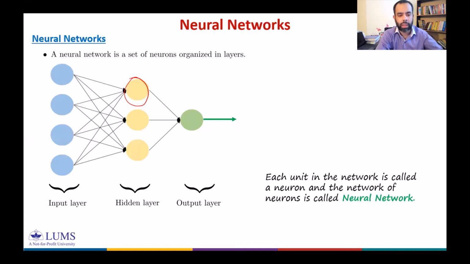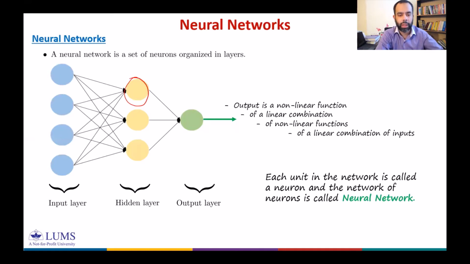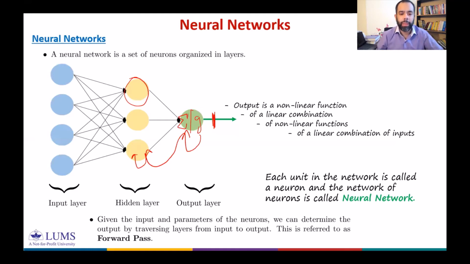I can explain it this way. Output is a nonlinear function of a linear combination of nonlinear functions of a linear combination of inputs. Let me explain. The output here is a nonlinear function because here we have an activation function G and here we have sigma. So it's a nonlinear function of linear combinations of nonlinear functions of the previous neurons of linear combinations of inputs, given the input and parameters of these neurons.